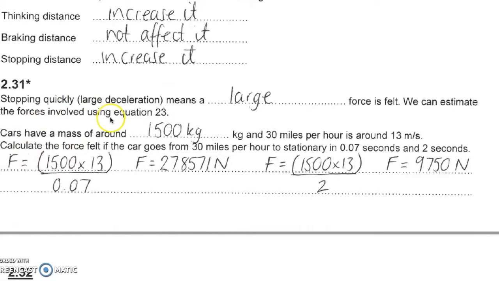Okay, so if you look at this example here, it says cars have a mass of around 1,500 kilograms and 30 miles per hour is around 13 meters per second. It says calculate the force felt. The car goes from 30 miles per hour to stationary in 0.07 seconds and 2 seconds. So if we look at causing the car to stop in 0.07 seconds, okay, look at the force required. That's 278,571 newtons. That's a lot more than the force required to stop it in 2 seconds.